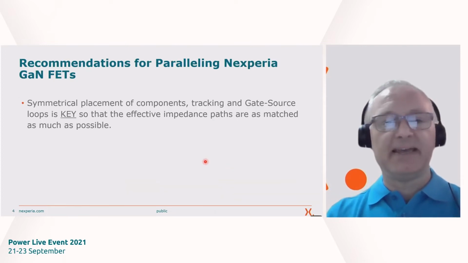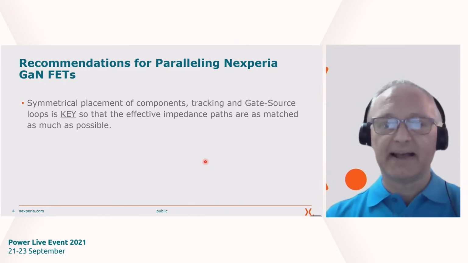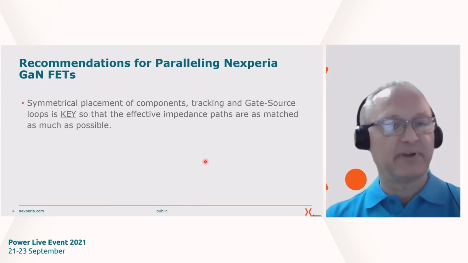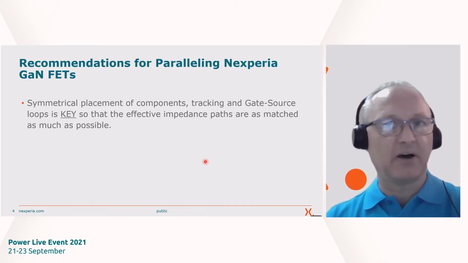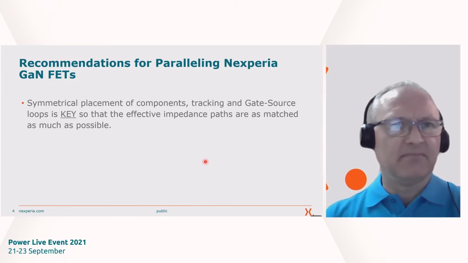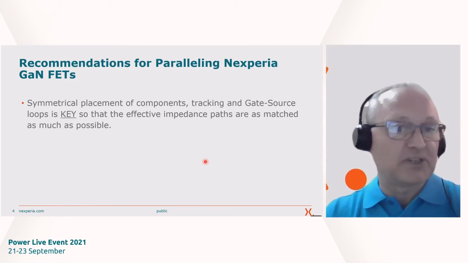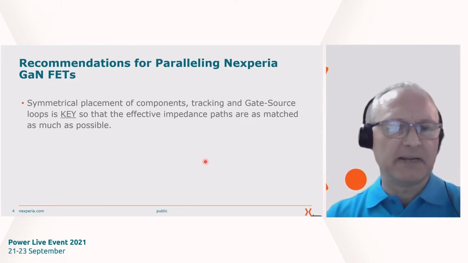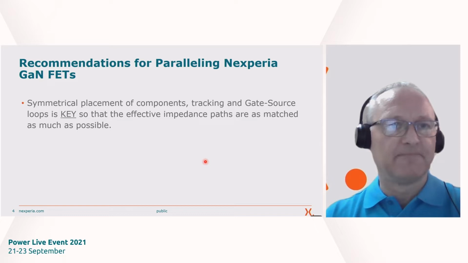So the first recommendation really is that symmetrical placement of components, tracking and gate loops really is key to successfully paralleling Nexperia GaN FETs. And the reason for this is so the effective impedance paths are matched as much as possible between all devices. With all of these in combination, any differences in gate drive signals in terms of voltage level or timing, for example, will be minimized, which leads to all the devices being switched on or off at the same time so that the current is shared equally.